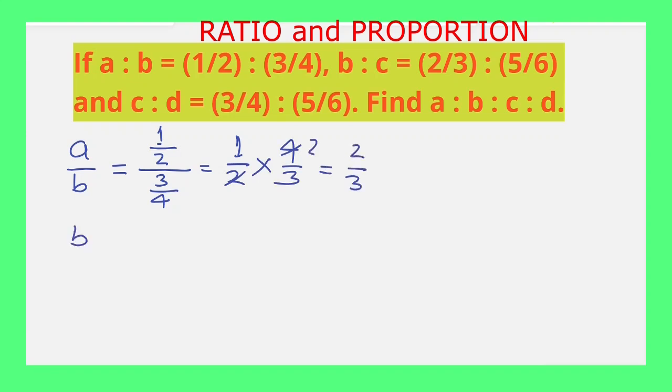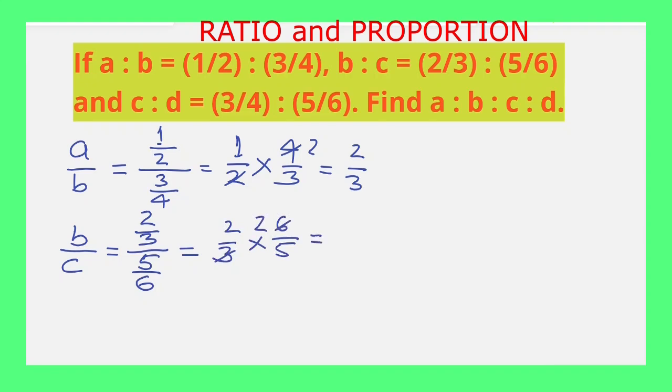B ratio C can be written as B upon C. This is equal to 2 upon 3 ratio 5 upon 6. And this can be written as 2 upon 3 multiplied by 6 upon 5. And 3 cancels 6 for 2 times. So this becomes 2 times 2 equal to 4, 4 upon 5.